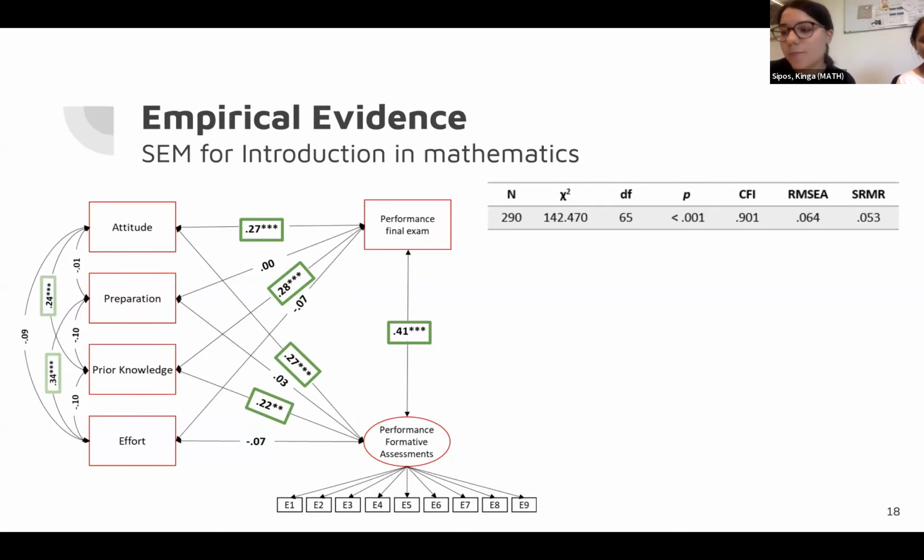Right, in conclusion, performance in the formative assessment as well as prior knowledge play a major role in the performance in the final exam. And we also see the importance of students' attitudes, which play a role in both performance in the formative assessment and in the final exam.